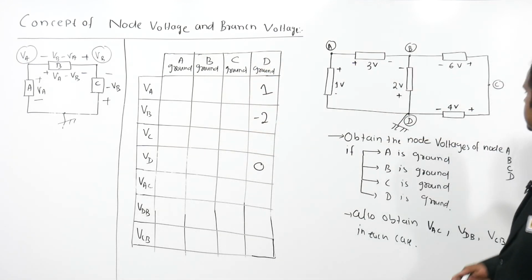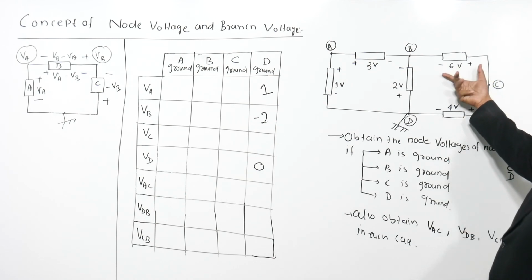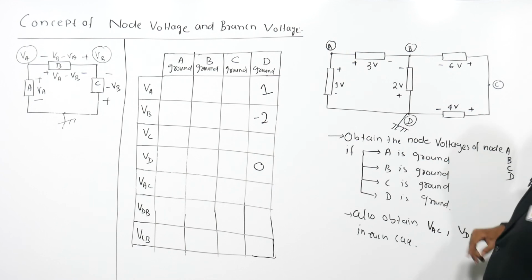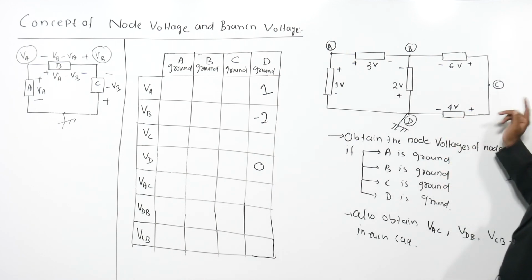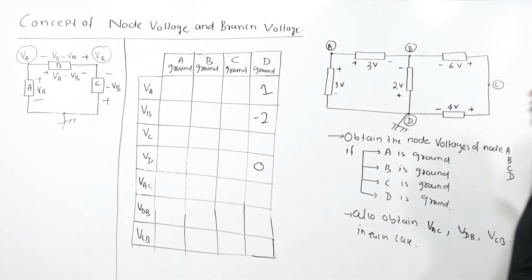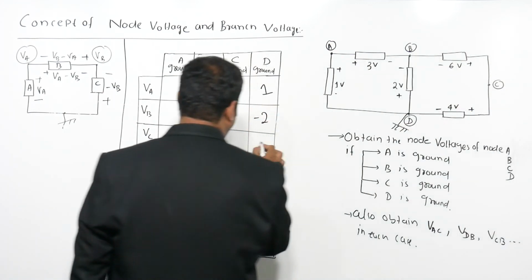Now how do you get VC? To get VC, I have two ways. Either I can make use of this 6 volts because I know VB, or I can make use of this, right? So what minus what is 4? This minus this, that is VC minus 0 is 4. So VC equals 4.